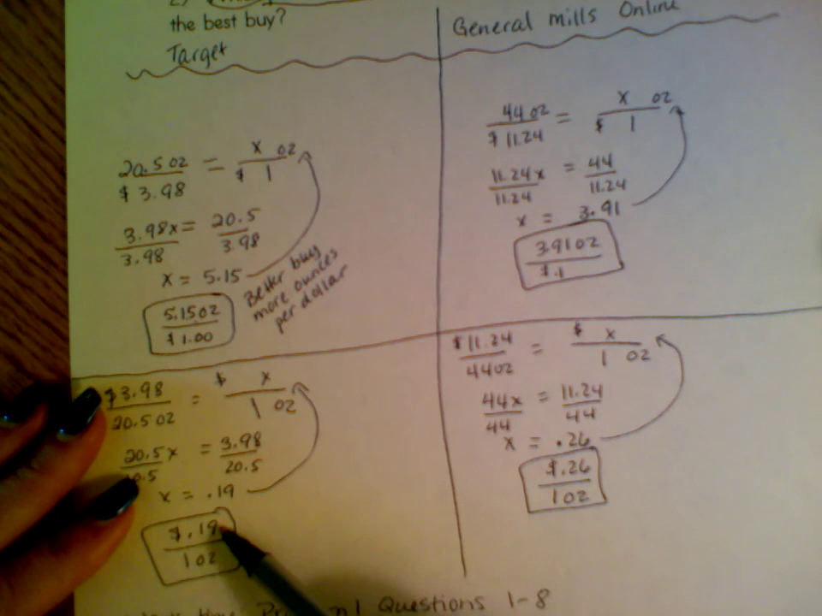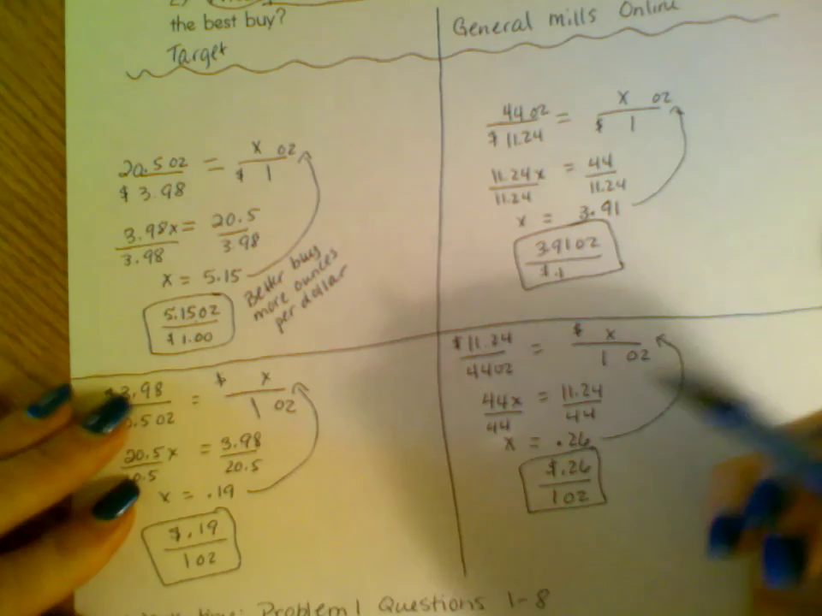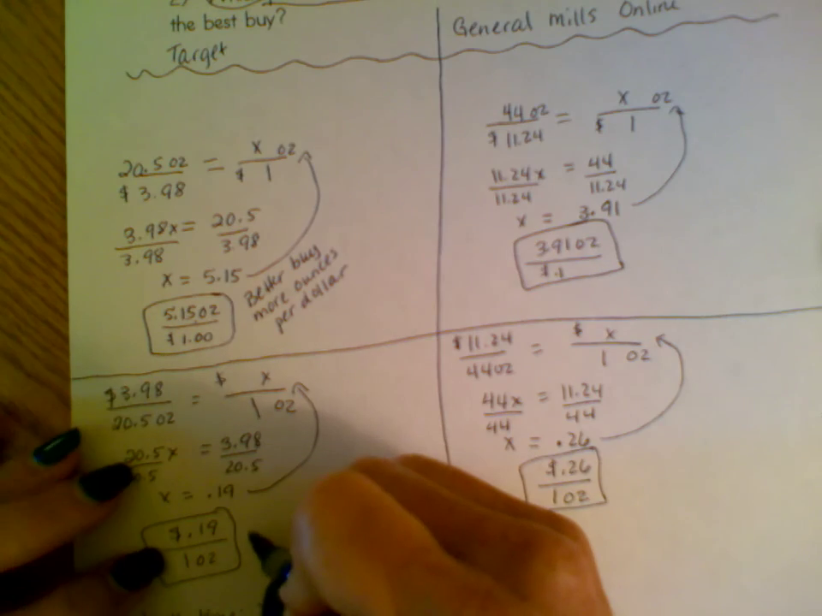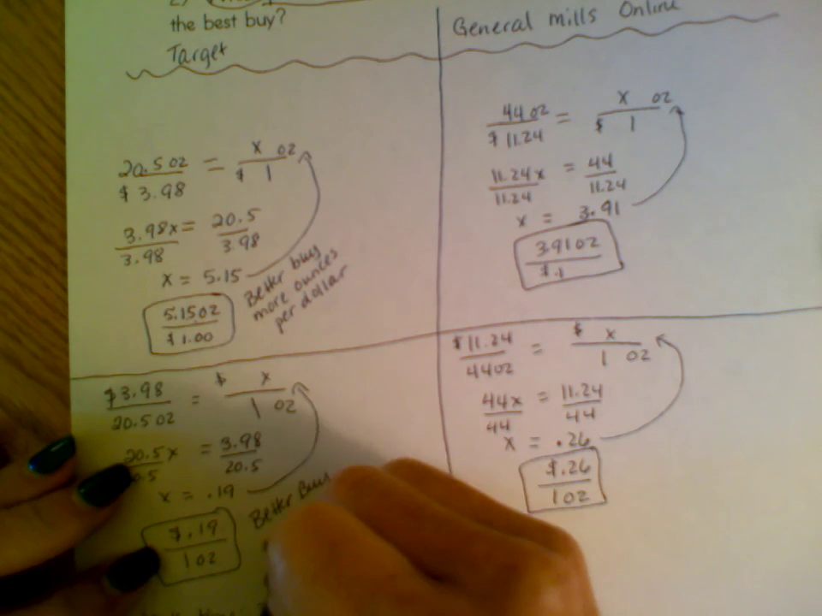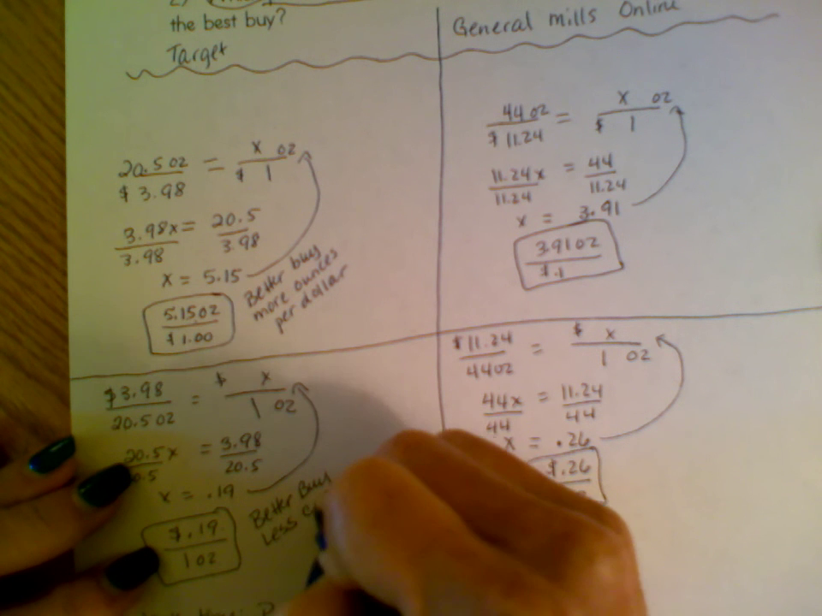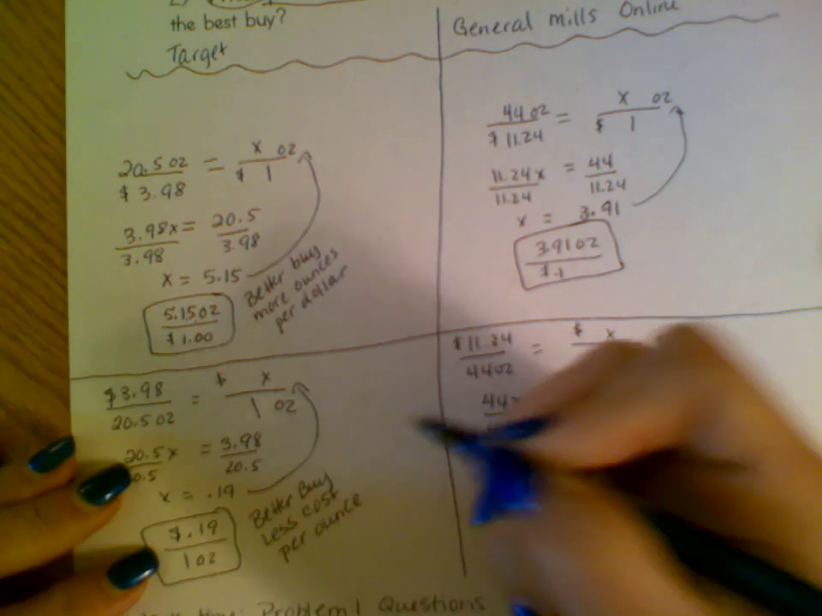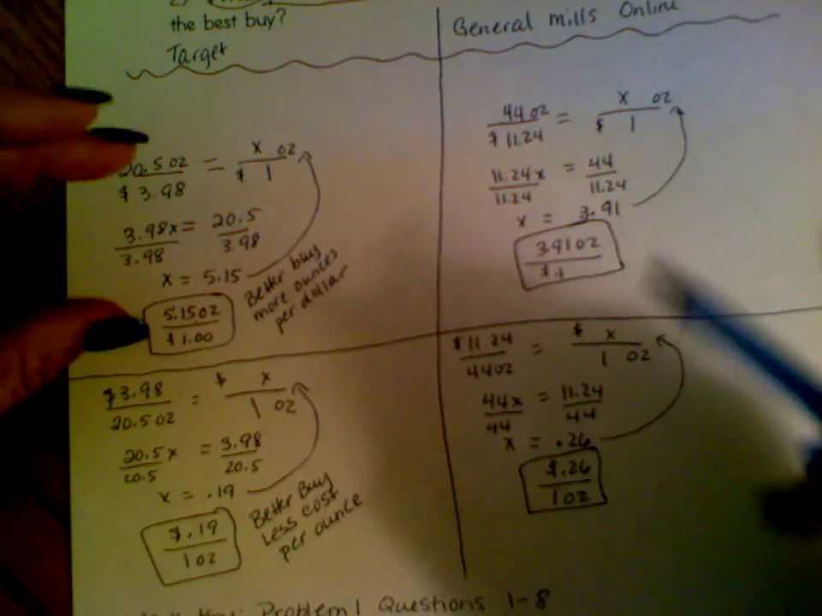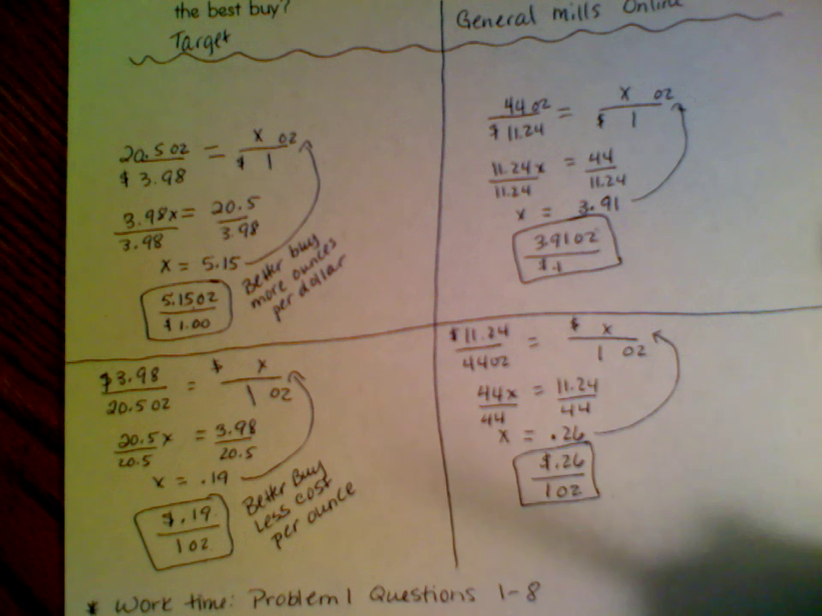Would I rather pay 19 cents for an ounce, or would I rather pay 26 cents for an ounce? I would rather pay 19 cents for an ounce. So this is the better buy because it costs less. It's less cost per ounce. So you could have solved it this way, or you could have solved it that way. It's not required that you do both. However, you know you have some options, so you can always try both and make sure you get the same answer either way.